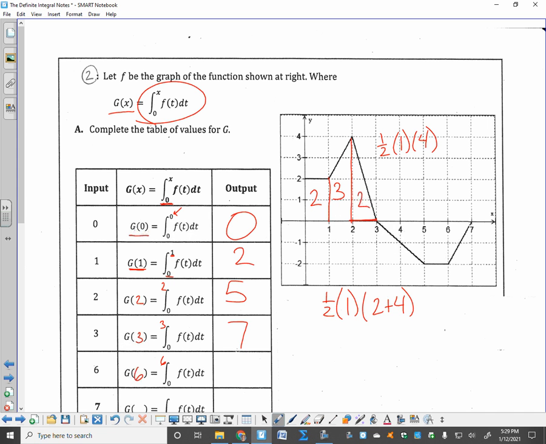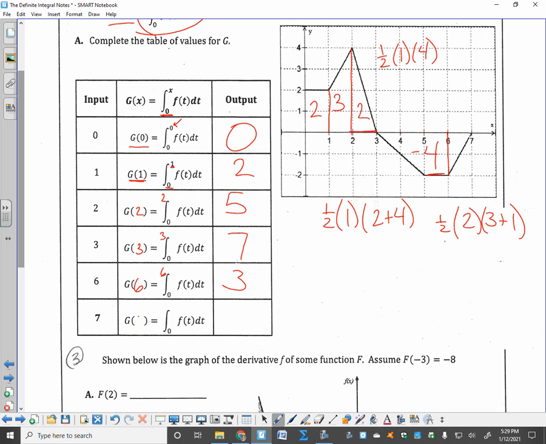So 0 to 6. Okay, we're now dipping below the x-axis. So that's going to be 1/2. His height is a 2. First base, 1, 2, 3. And 1. So 1, 4, negative. So 7 minus 4, he'd be a 3.